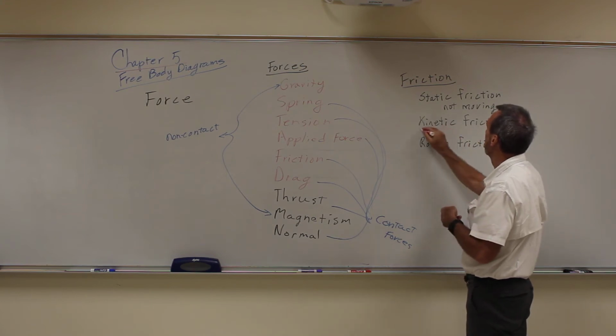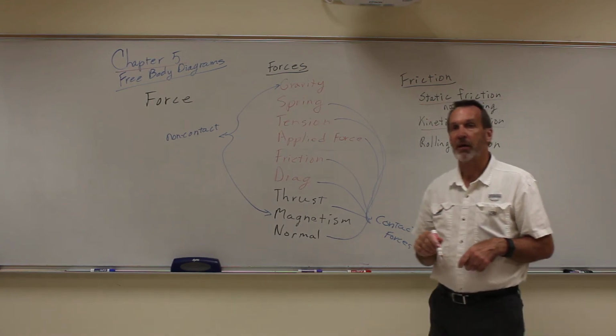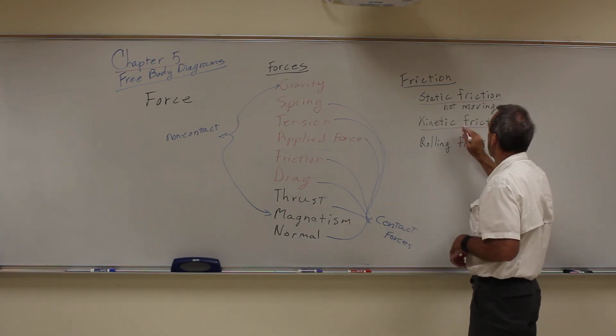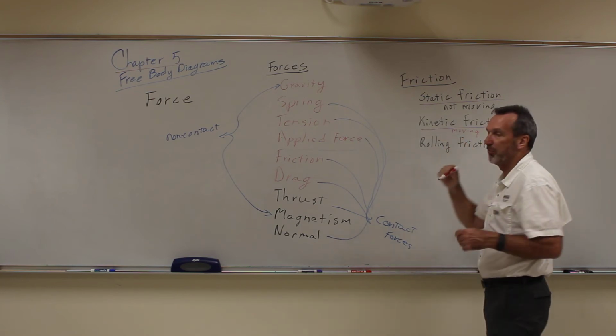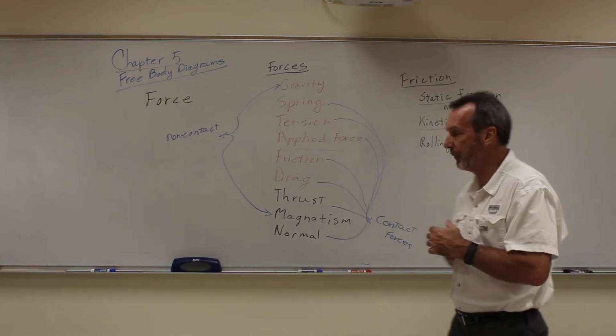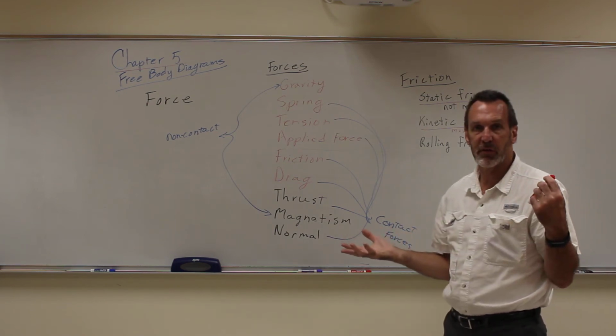Most of what we're going to deal with in chapter 5, 6, 7, and 8 is kinetic and static friction. Now remember, if it's not moving, it's static friction. Kinetic friction is when it's moving. Just remember that. In fact, kinetic means motion, so that's an easy way to remember. So those are our different types of forces.